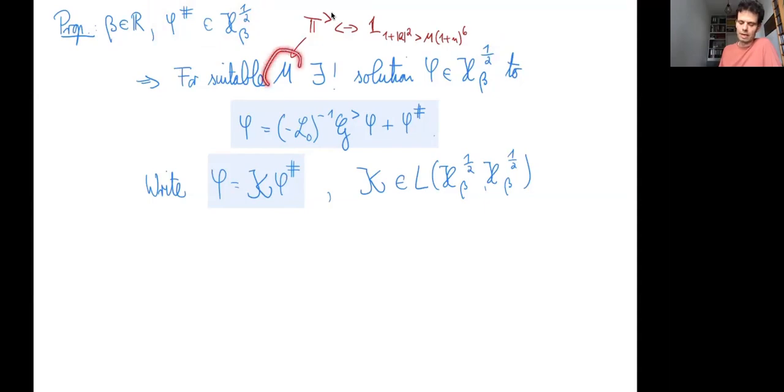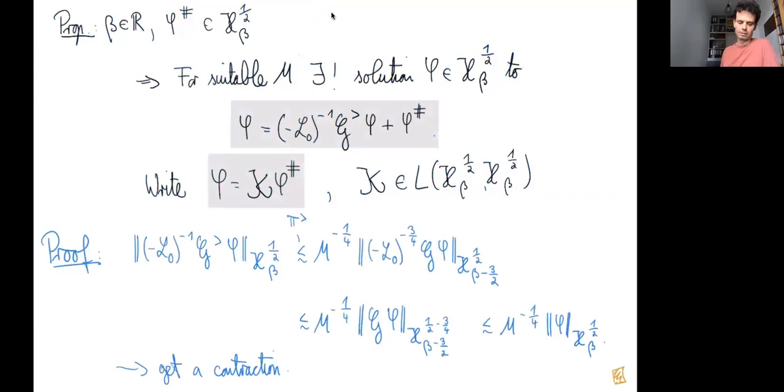So for suitable m, so the m is, just to recall, this number which appears here in the cutoff, we can find a unique solution to this equation in this space. And we write this map. So we parameterize the solutions by phi sharp, and we write this as k of phi sharp. And then k is a linear bounded operator from h1/2 beta to h1/2 beta. And actually, the proof is really easy. We have to look at this operator here.